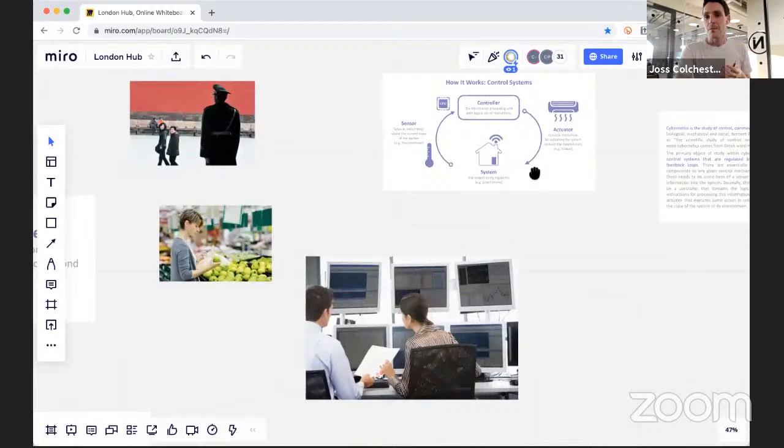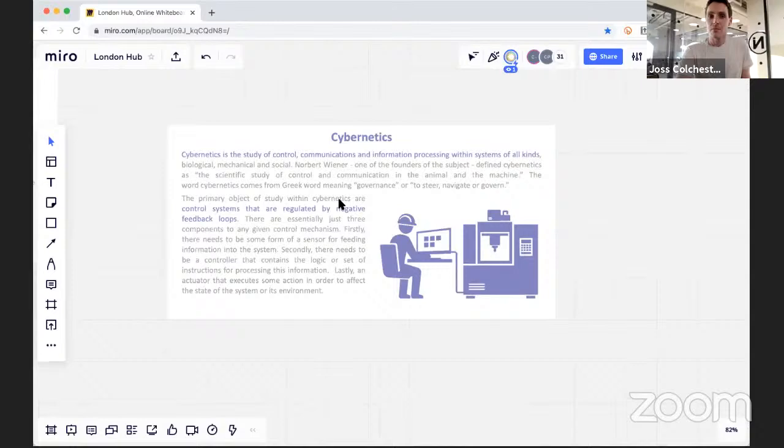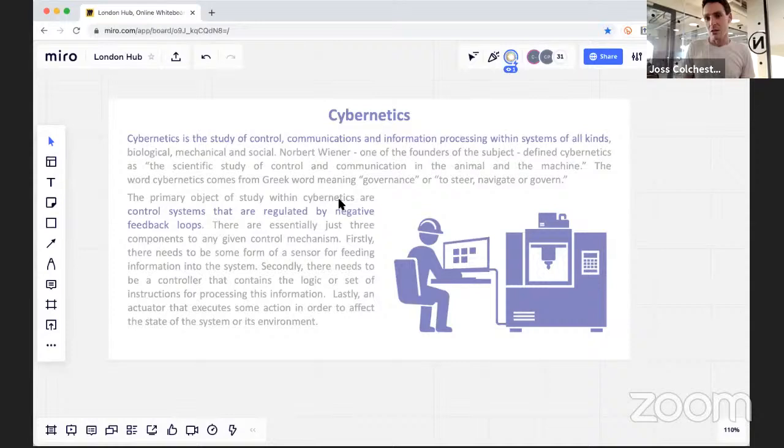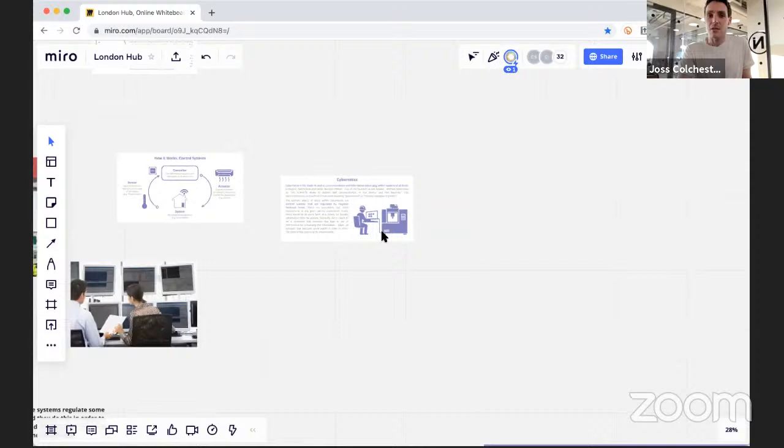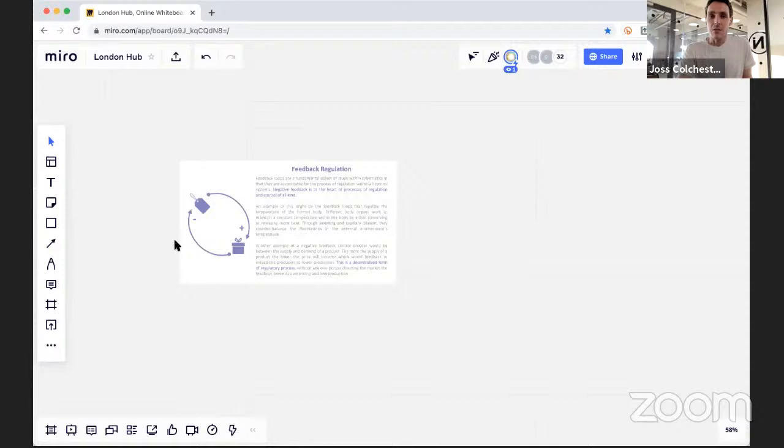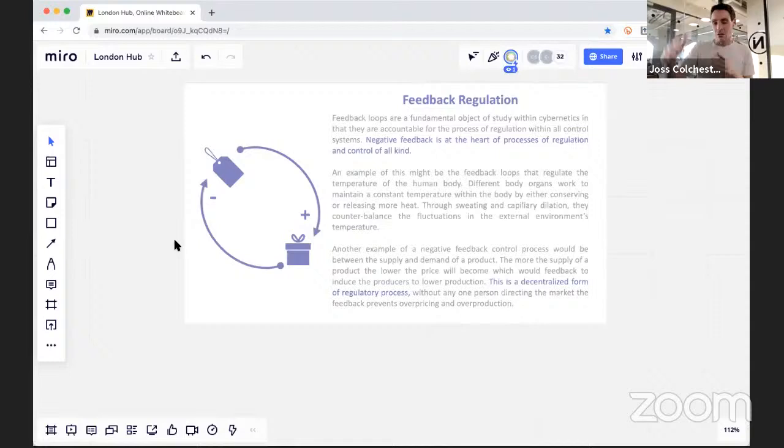And cybernetics is the study of those. Cybernetics is the study of control, communications, and information processes within systems of all kinds, biological, mechanical, and social. The primary objective for the study within cybernetics is control systems that are regulated by negative feedback loops. So this is how complex adaptive systems regulate and control themselves through these feedback loops. A feedback loop is when you take an action and that action feeds back to affect you again.